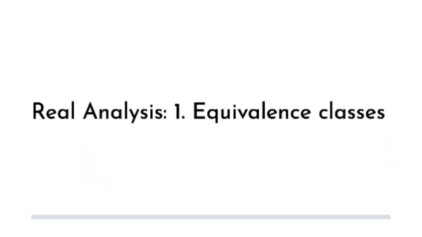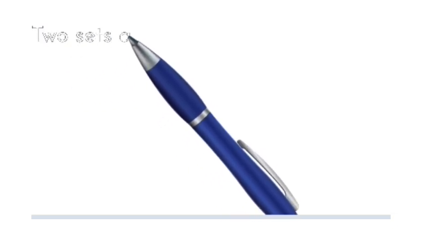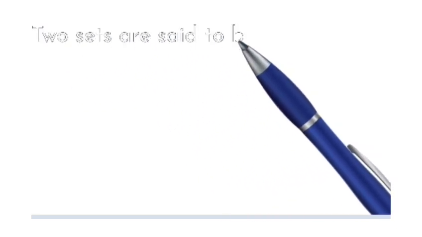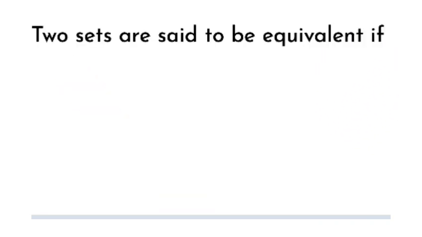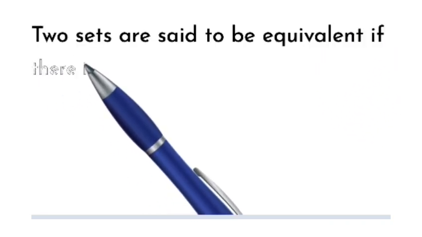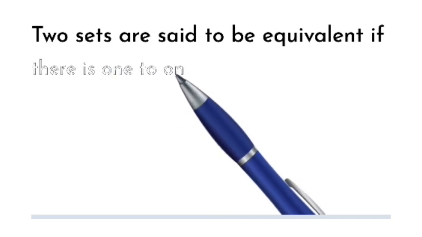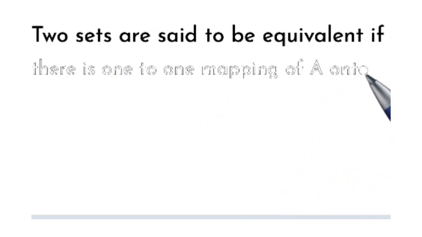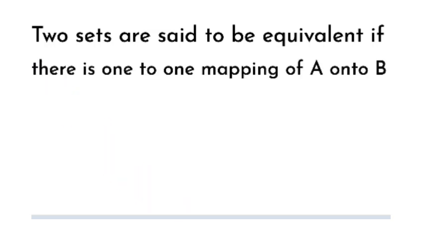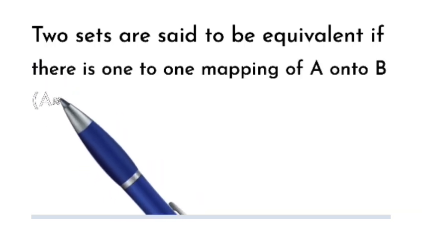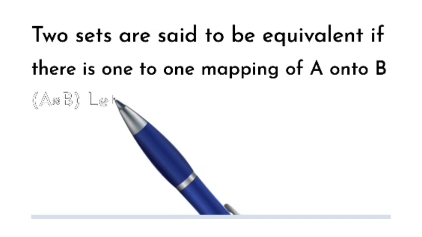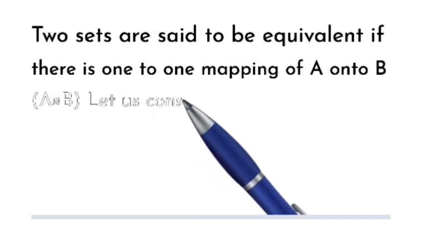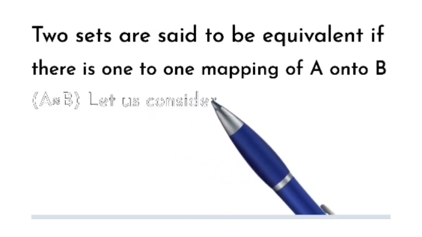Now, equivalence classes. When two sets are said to be equivalent, what we are trying to say is that there is a one-to-one mapping between the sets, maybe set A and set B. To explain this, let's take an example where we have set A to be 1, 2, 3, and our set B to be a, b, c.